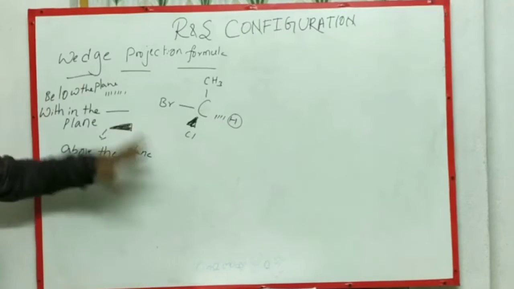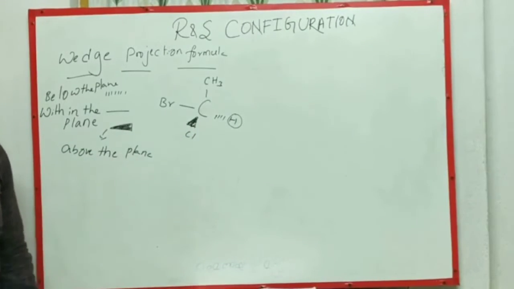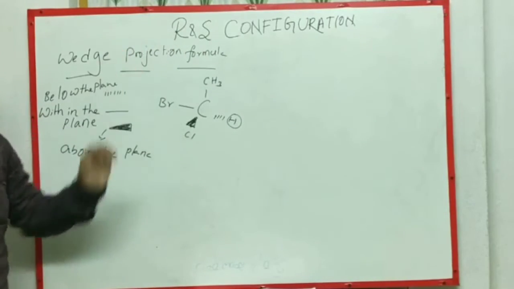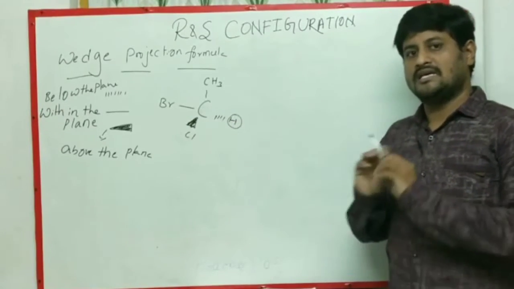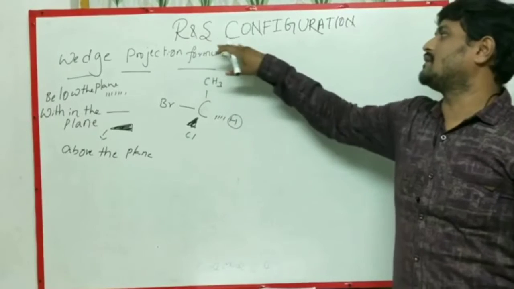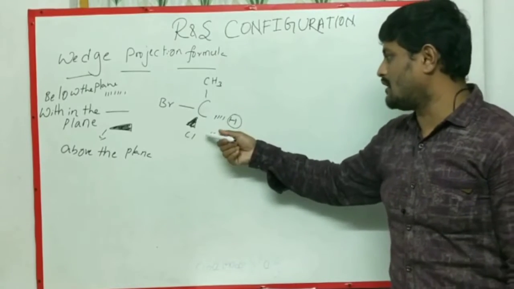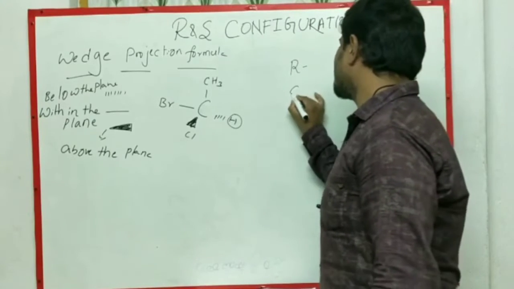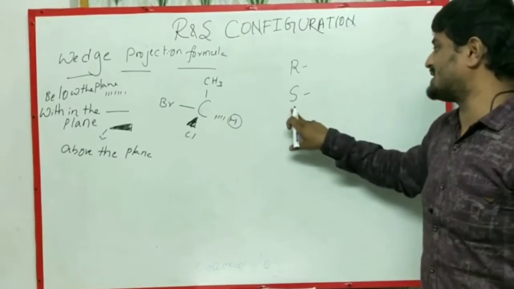In the wedge projection formula, what is RS notation? Is this configuration R or S? How can we decide it? For giving the R and S notations, first we have to know whether the molecule is optical active or not. This molecule is optical active, it is clear. In an optical active molecule, we can give the RS configuration. Then in which case is it R, and in which case is it S?